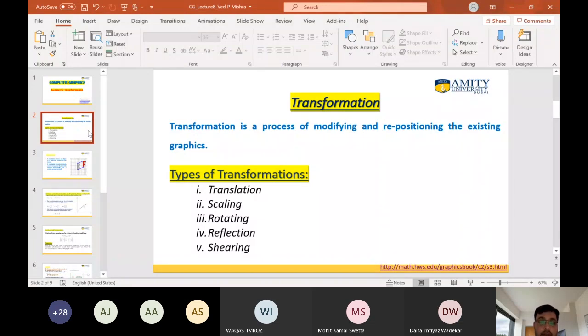Today we are going to do the translation technique, and then we will do one or two numericals on that. After that, if time permits, we will do rotation and scaling. Otherwise, we will do it in the next class. So what is translation?